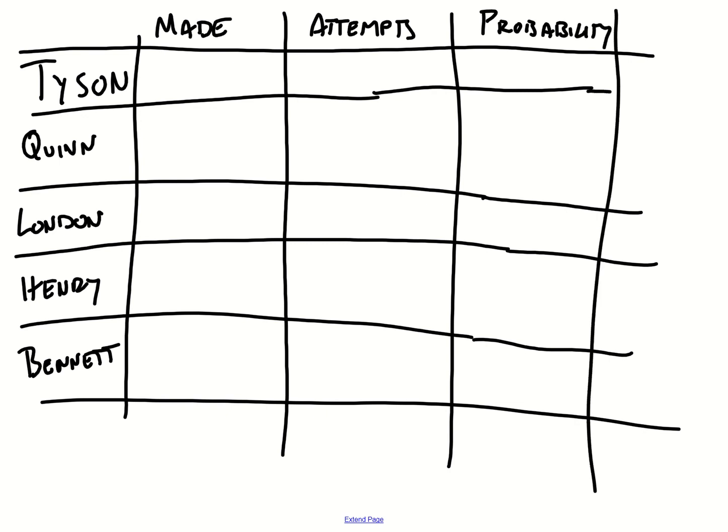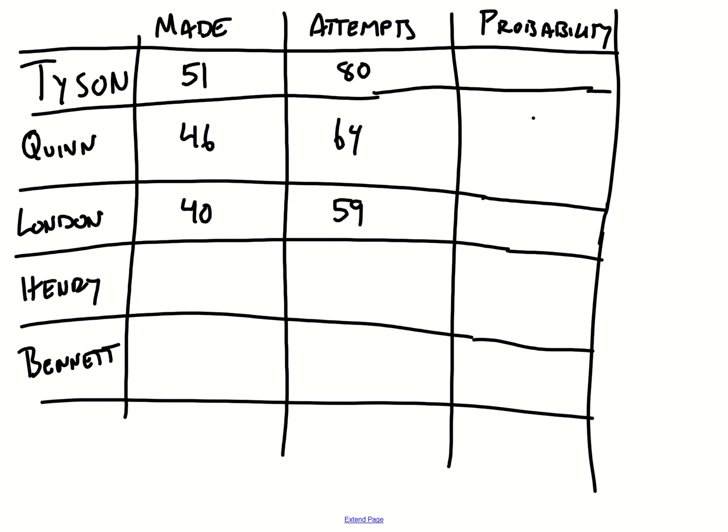All right, so if I were to do this, I would say, okay, well, looking at the stats, it looks like Tyson made 51 free throws and tried it 80 times. Quinn made 46 free throws and shot it 64 times. London made 40 free throws, shot it 59 times. Henry made 52 free throws, shot it 79 times. And Bennett made 16 free throws, and shot it 25 times.